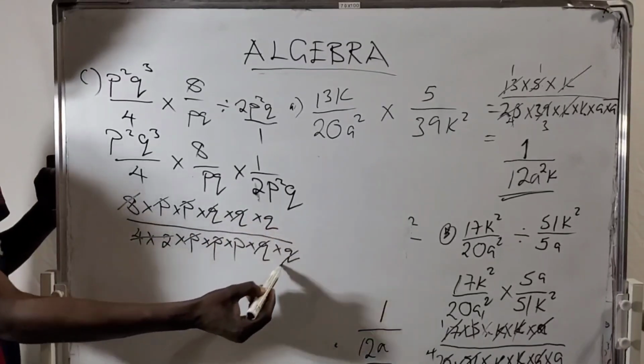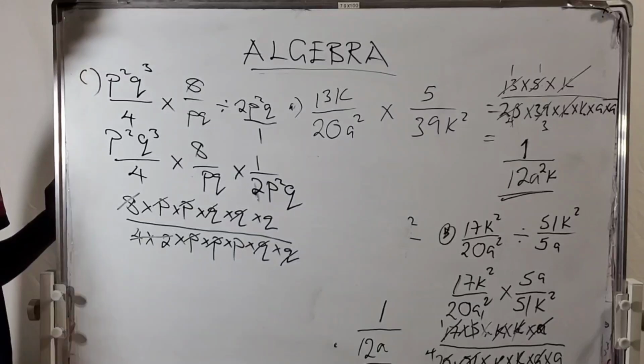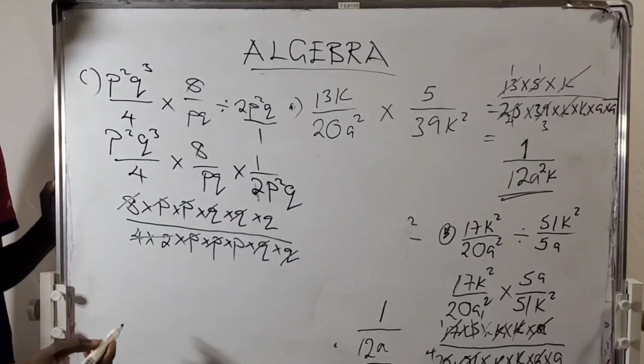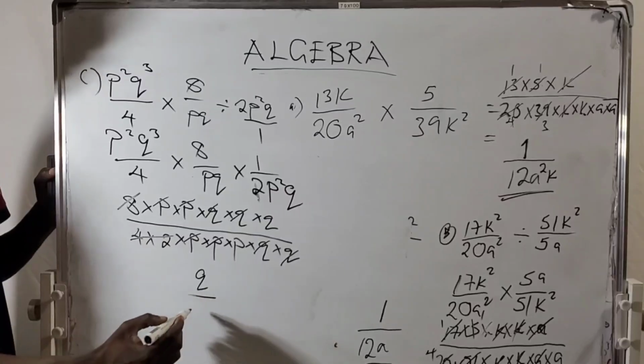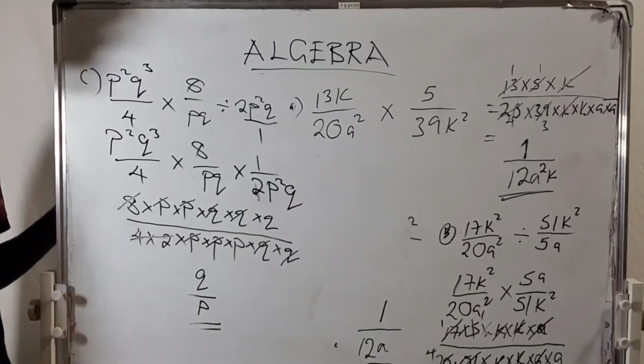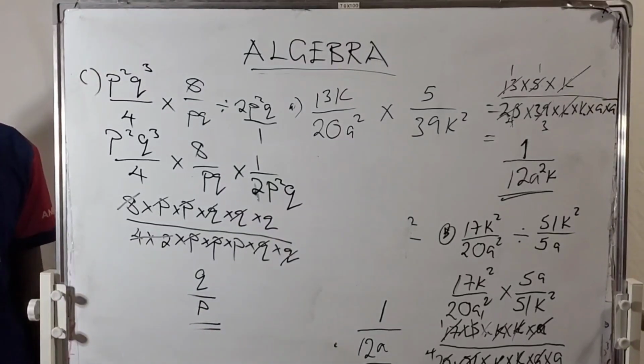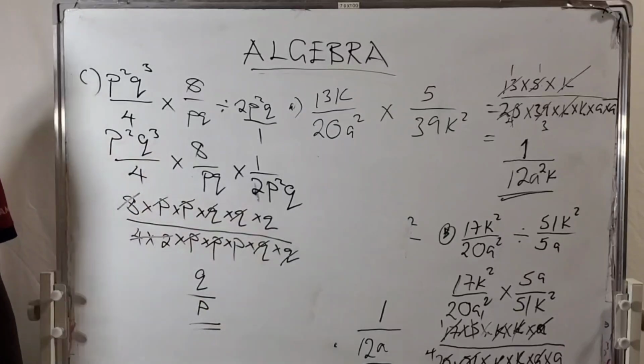This one and this one cancel. Okay. What are we remaining with on the numerator? Q, right? On the denominator? P. And this is the answer. This is how easy this lesson is.